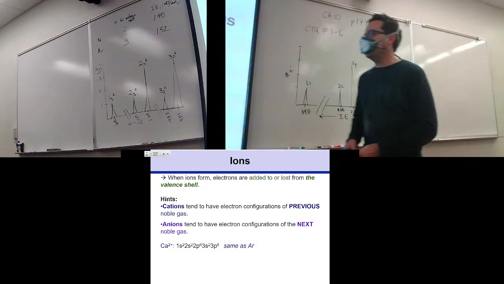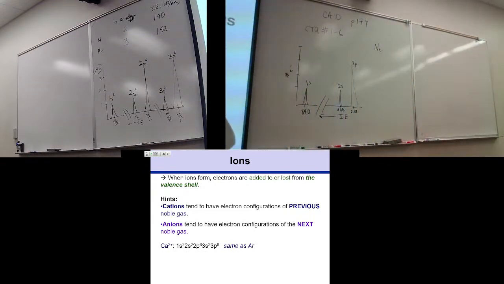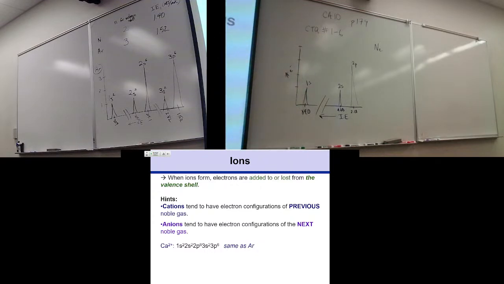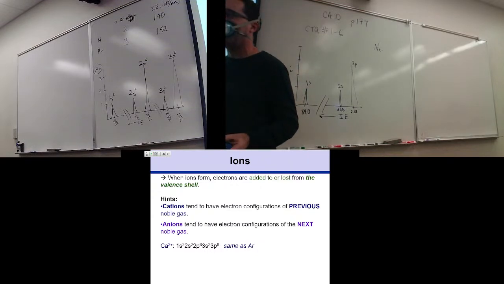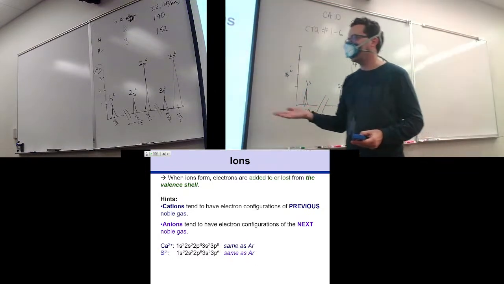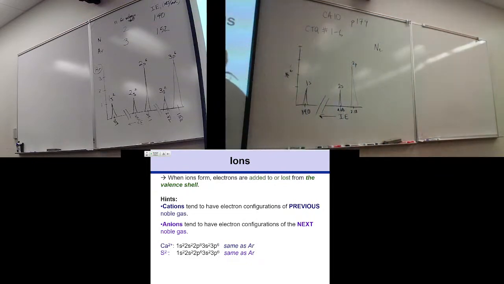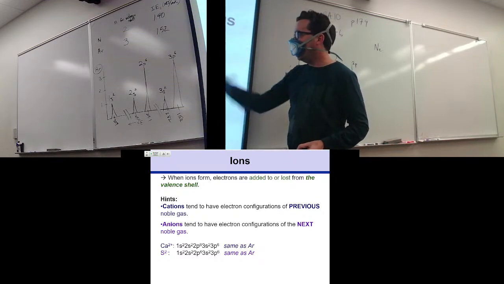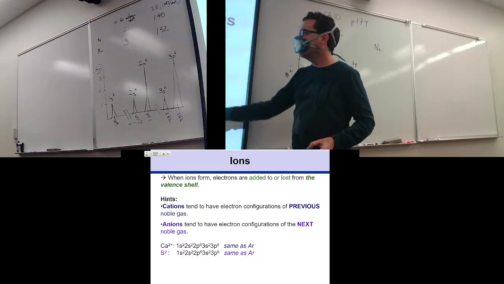So calcium 2+. Right? Regular calcium is calcium with 4s2. And if I lose 2 electrons, those 2 electrons in the 4s2 are gone. And now that's what the electron configuration is. It is exactly the same as argon's. Sulfide, which is S2-. So sulfur normally is this 3p4, right? It's the 4th element over in the 3p block. If I add 2 electrons, it becomes 3p6. That's the same as argon.